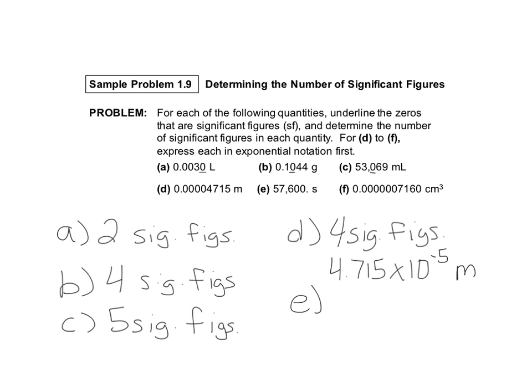Alright, now let's move on to E. I have to note, is there a decimal point? Yes, there is. Right there it is. Come to my first non-zero and then count everything past that as significant. So I've got 1, 2, 3, 4, 5. And I need to underline both of those zeros there because they are significant. And I need to write down that I have 5 sig figs.